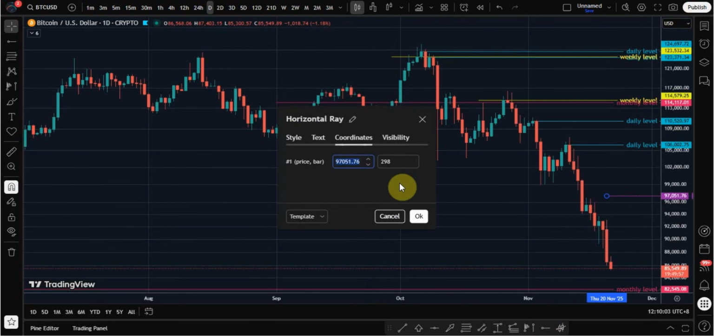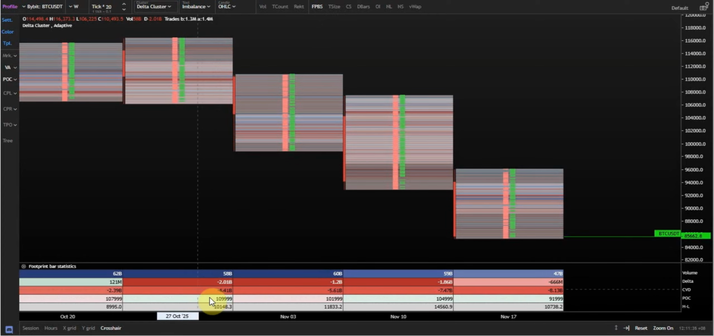Here are the daily naked POCs so you can see which ones are valid. Now we look at the weekly naked POC levels. Same as the daily, we look for naked POC levels to put on chart. We then put them on the chart as shown.